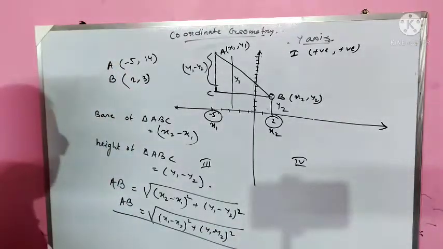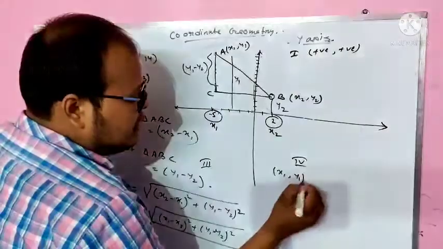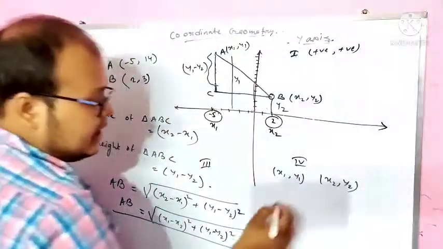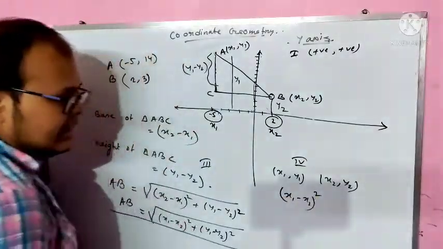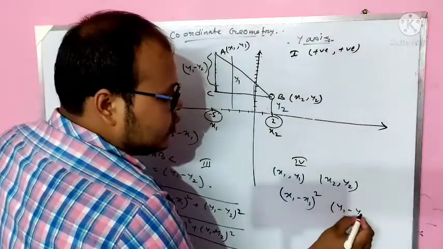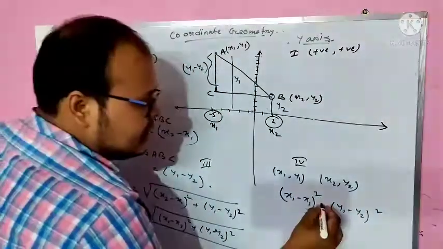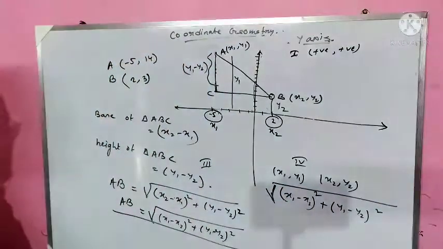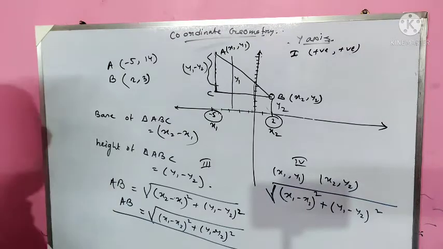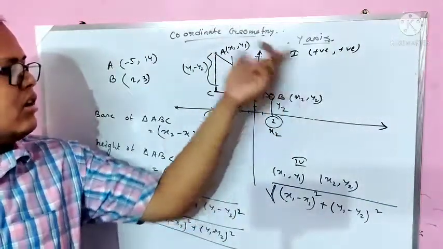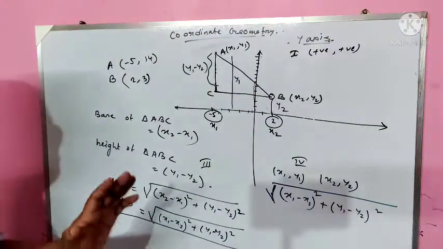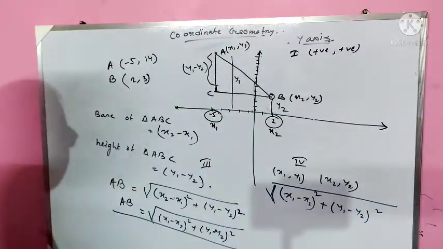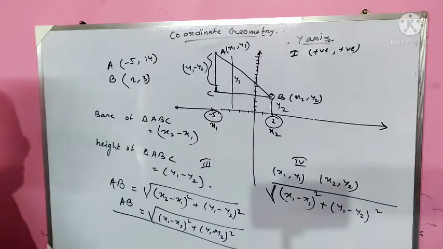Whatever two points are given, x1 comma y1 and x2 comma y2, take the square of the difference of the abscissas, x1 minus x2 whole square, and then the square of the difference of the ordinates, y1 minus y2 whole square. We have to find the sum of those two squares and then the square root of that sum. This is the simple distance formula for any two points on the Cartesian plane. We can use it to find the distance between them. Some examples and exercise questions are there on this formula.